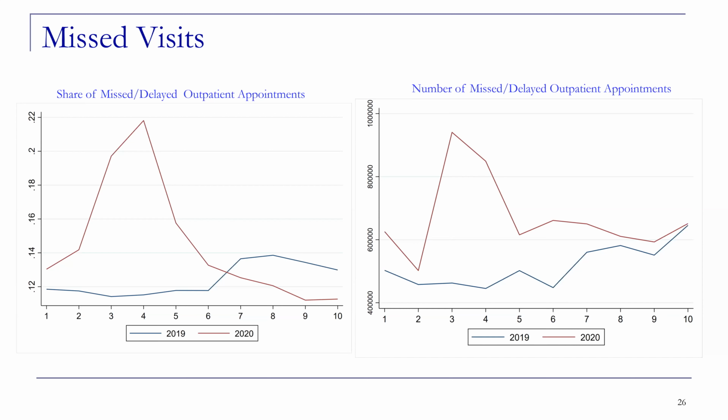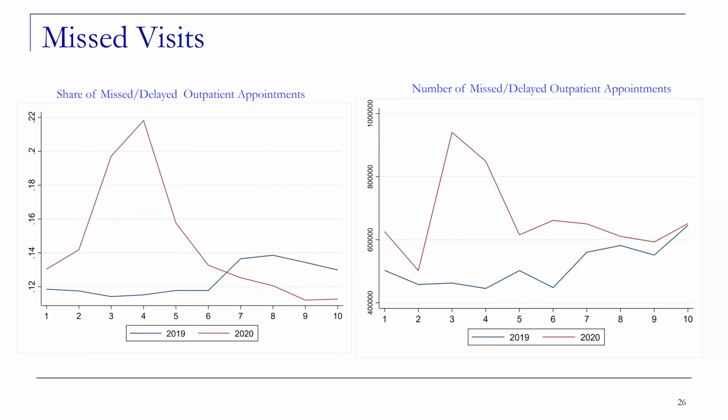If you didn't come to your outpatient visit because you went to the hospital to be admitted or to the ER, I don't count you in this data either. So I make some assumptions, but approximately 12% of appointments are rescheduled or delayed. And then this surges to 22% in the period of March, April. So it goes from just 500,000 appointments to 1 million appointments that were missed.